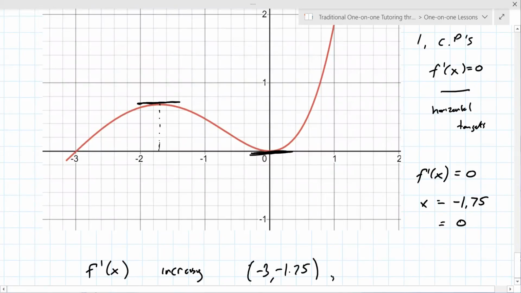Anywhere else? Where it's increasing? Yes, going up and to the right. Oh, then from 0 to infinity, basically. Yeah, I stopped it at 1, but yeah, you can go on forever. Where is it decreasing?